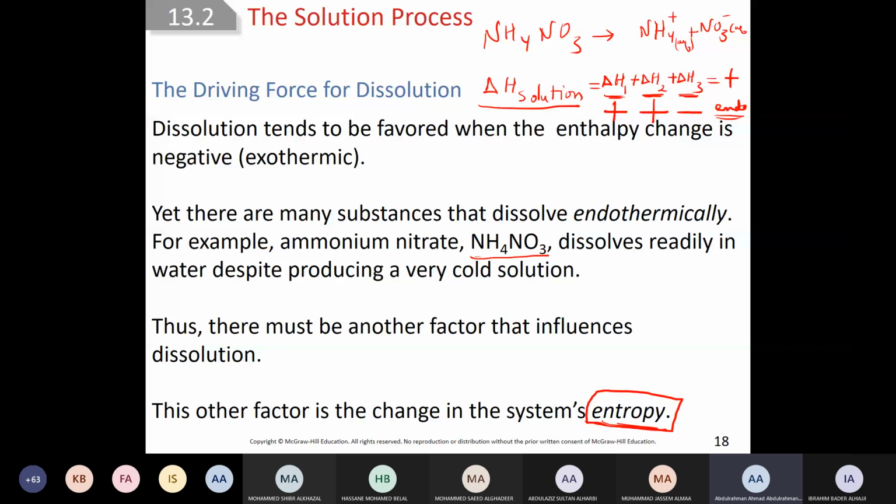Entropy. Another reason that makes this thing, even though it is endothermic, dissolve is entropy. I want you to memorize the word entropy. What does entropy mean in Arabic? Do you know it, guys? الفوضى. Yes. الفوضى or العشوائية. Maybe I think العشوائية is better than الفوضى. If we want to give an Arabic name for it, it should be العشوائية.